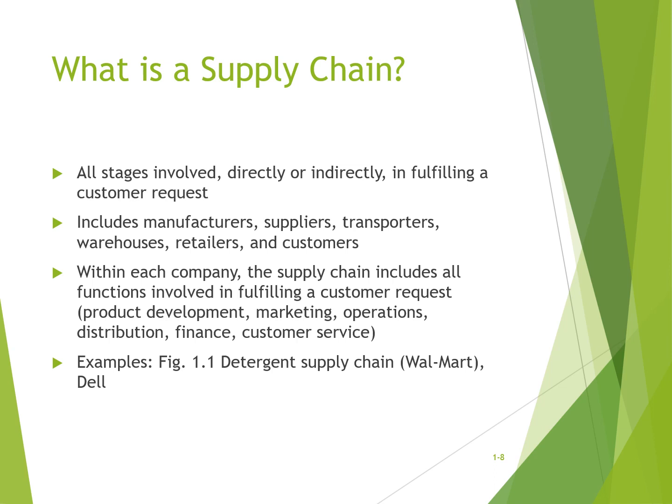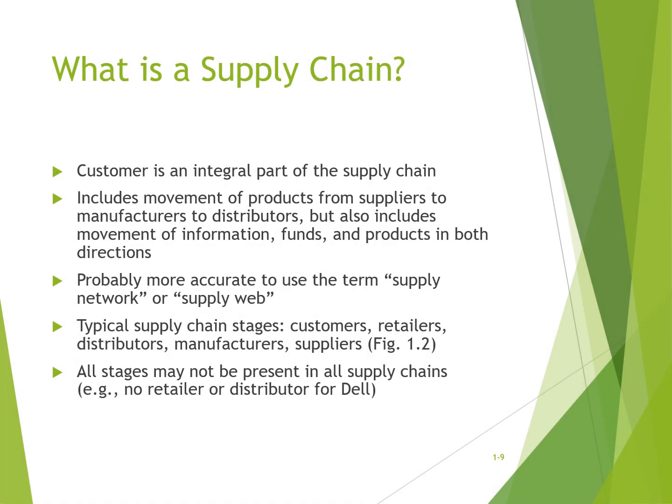Okay, so it includes manufacturers, suppliers, transporters, warehouses, retailers, and customers. Within each company, the supply chain includes all functions involved in fulfilling a customer request, that is starting from product development, marketing, operations, distribution, finance, and customer service. So we can take any example like a detergent supply chain or laptop manufacturing, anything we can take and explain it. Now, definitely, the customer is an integral part of the supply chain, because if there is no market, we are developing a product and it's a waste of time and money.